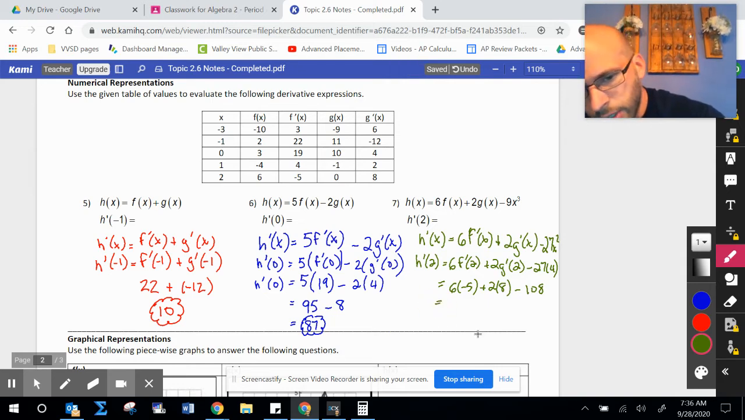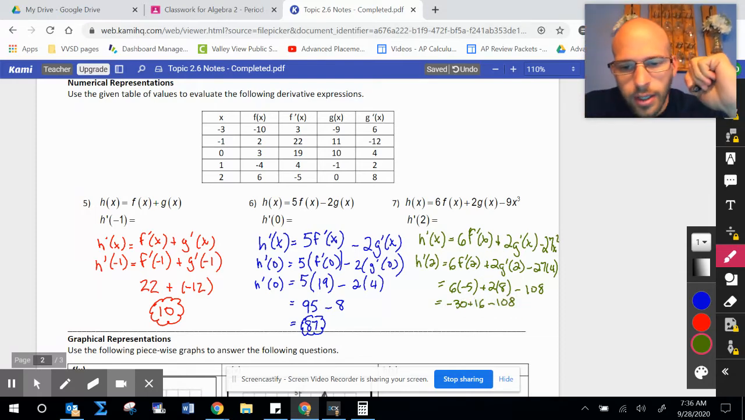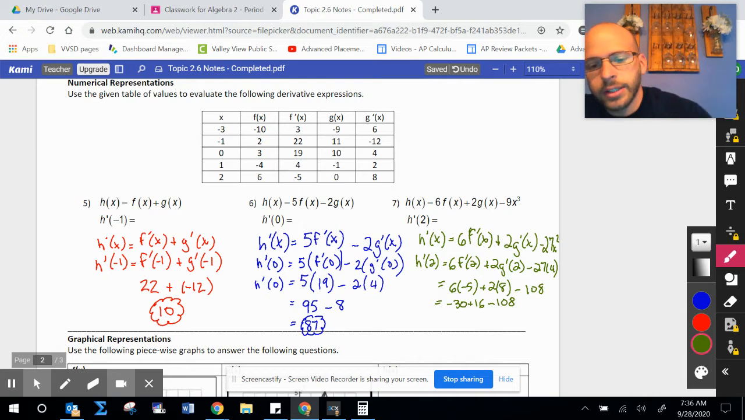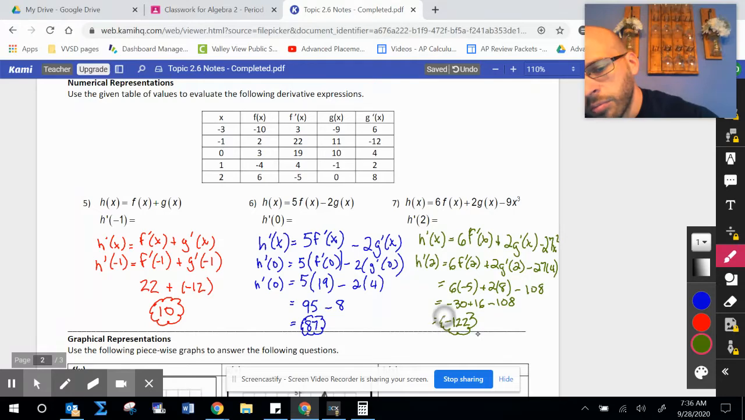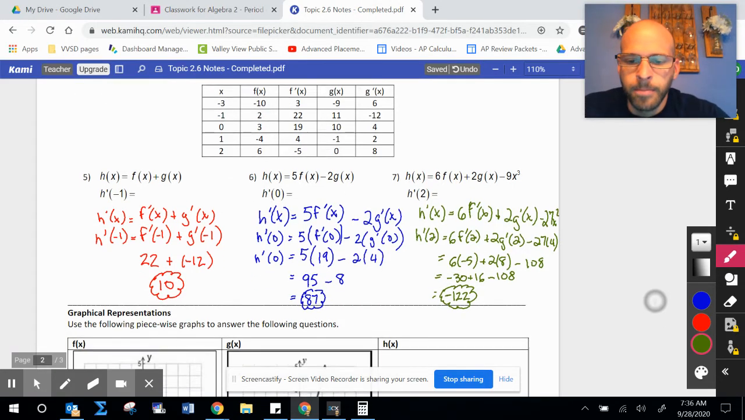So let's finish this off. I get -30 plus 16 minus 108. If you combine that, -30 plus 16 is -14. Minus 108 is going to be -122. And that will be my answer.